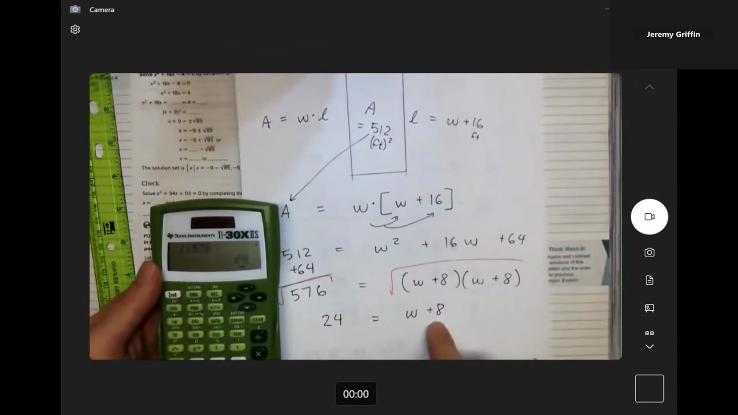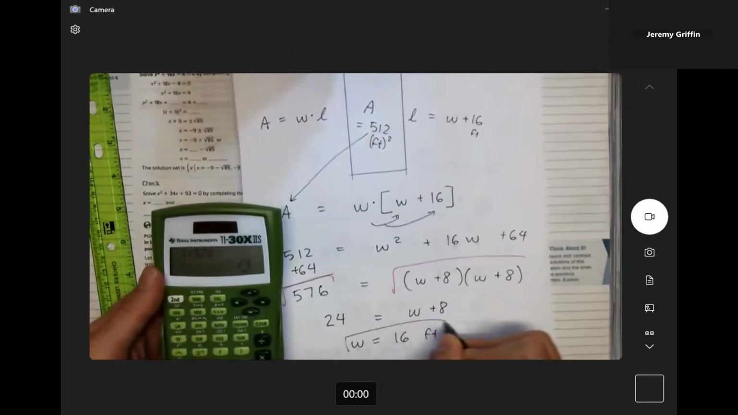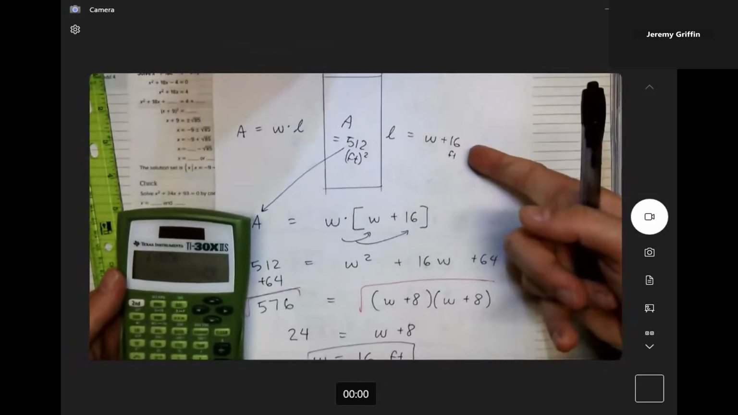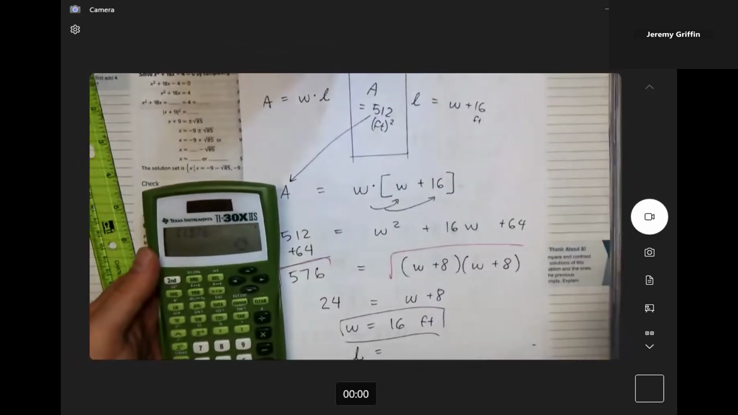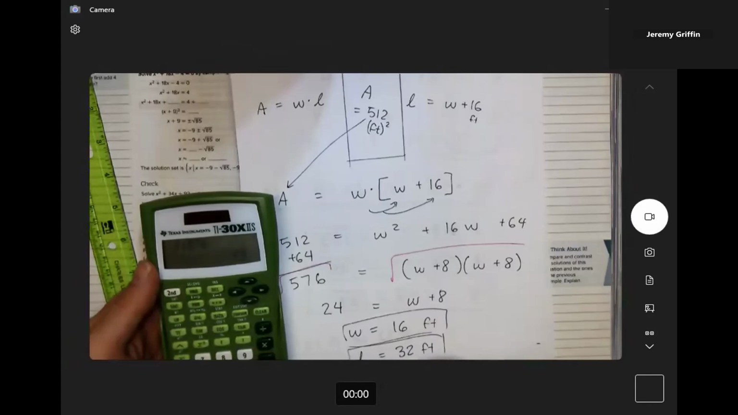Last step, subtract over 8. I'm getting W is equal to 16. That would be feet. And the length, if you want both dimensions, isn't the length just W plus 16? If width is 16, it would be 32. So the dimensions should be 16 by 32.